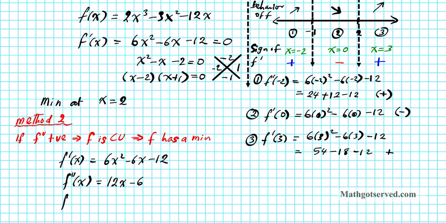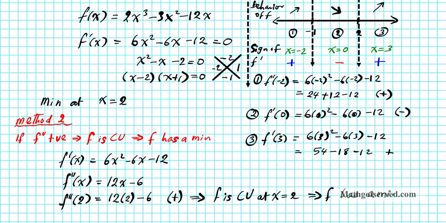All right, so let's do f double prime at 2. Let's just be lazy here and do the answer. We have 12 times 2 minus 6. f double prime is positive here. That implies that f is concave up at x equals 2, and also implies that f has a min at x equals 2. And that gives us the answer.